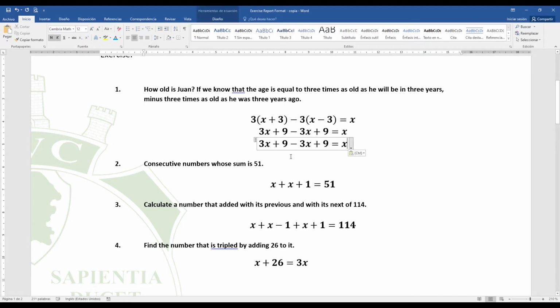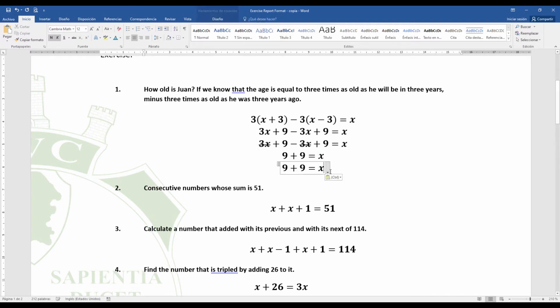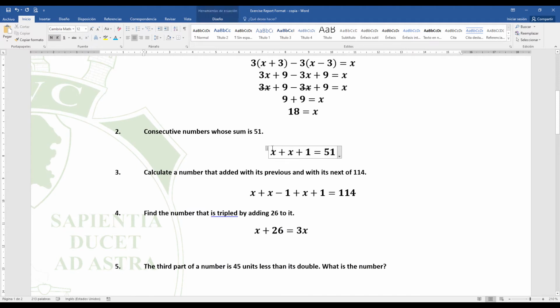You need to move or carry out the operations that are indicated. For example, here you can do that: 3x less 3x. So you only get 9 plus 9. So this is the age of Juan. Now the next one.